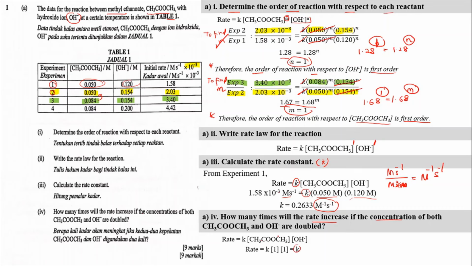So now for question 1B, the decomposition of ammonia to nitrogen gas and hydrogen at 450 degrees Celsius was studied on the surface of tungsten and osmium catalyst. The profile diagram for the reaction using each catalyst is given in Figure 1 here.